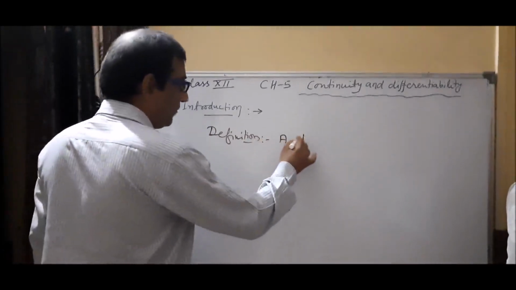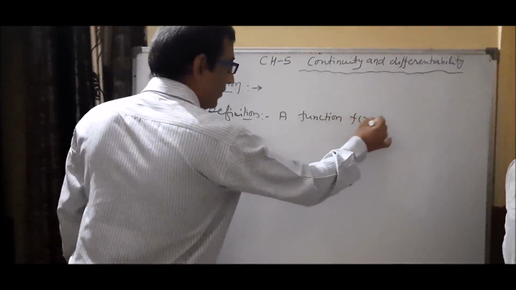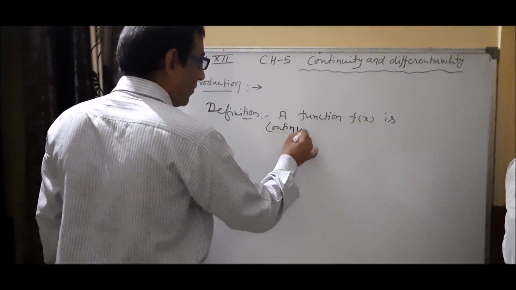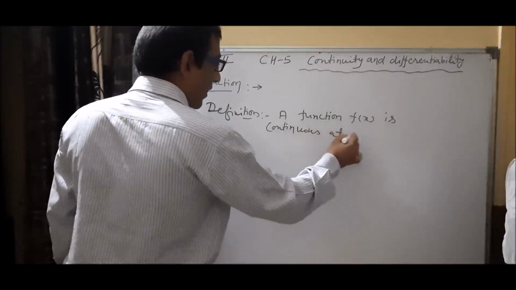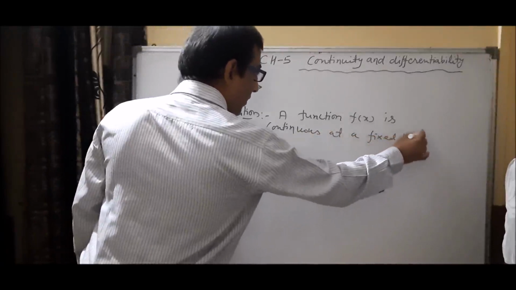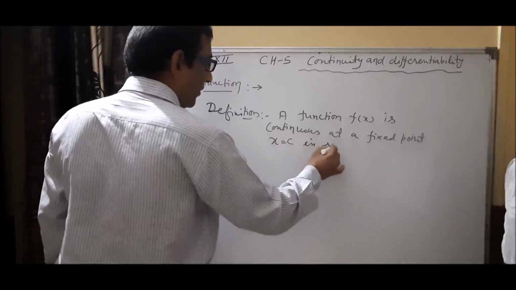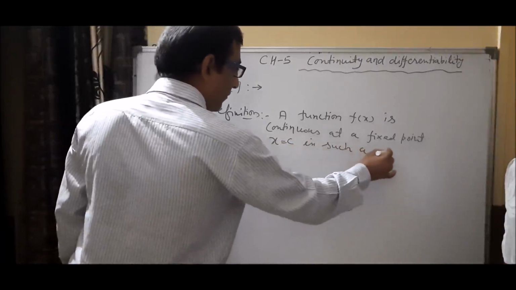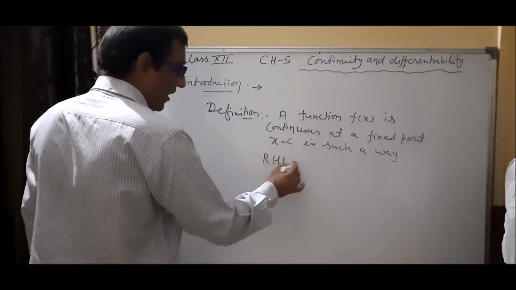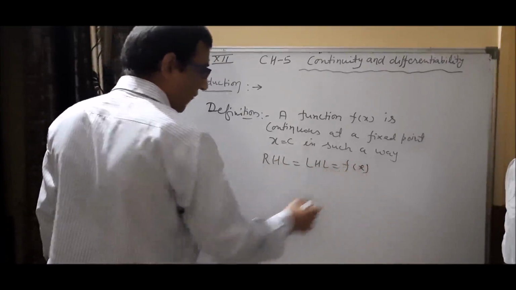A function f(x) is continuous at a fixed point x equals to c in such a way that we can say RHL, right hand limit, equals to left hand limit equals to f(x).